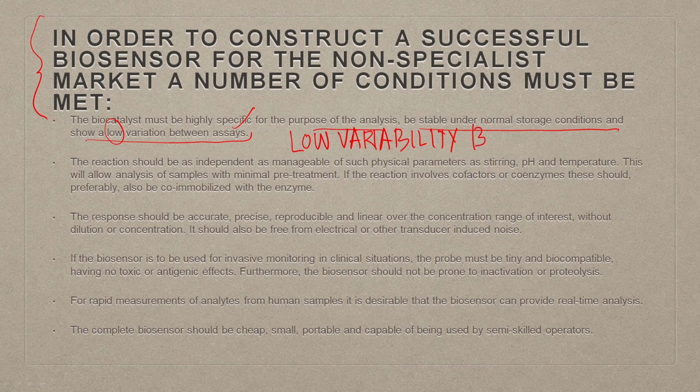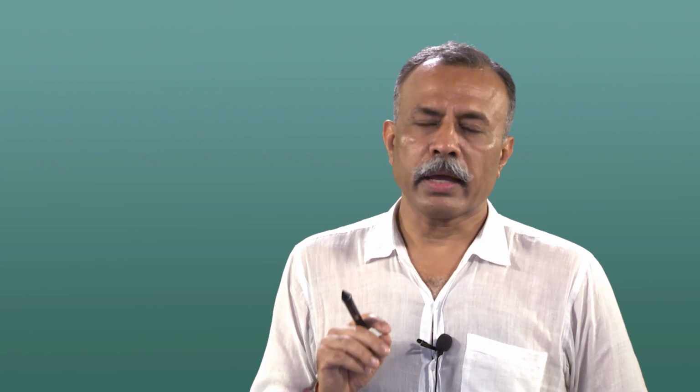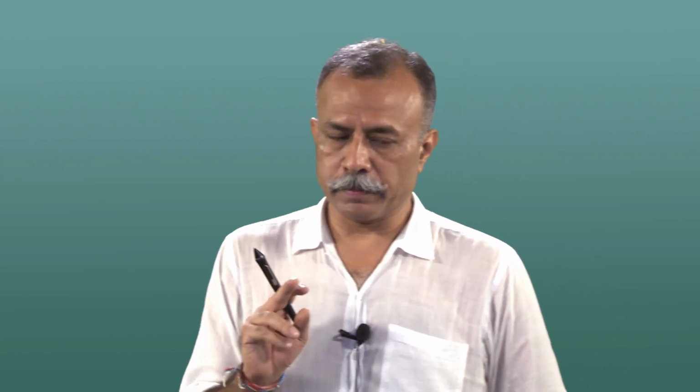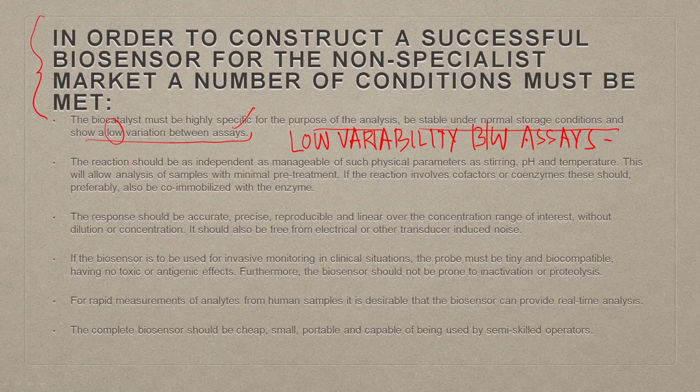Low variability between assays. That means the fluctuation of result is not a healthy sign or compromises the fidelity of the biosensor. Okay. The second part, the reaction should be as independent as manageable of such physical parameters as stirring, pH and temperature. This will allow analysis of sample with minimal pretreatment.